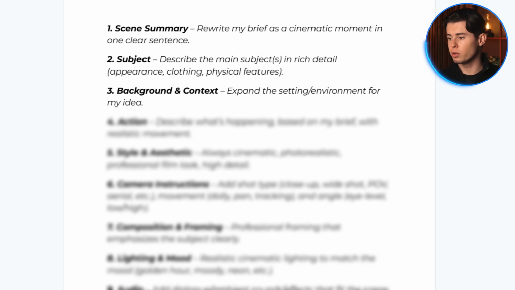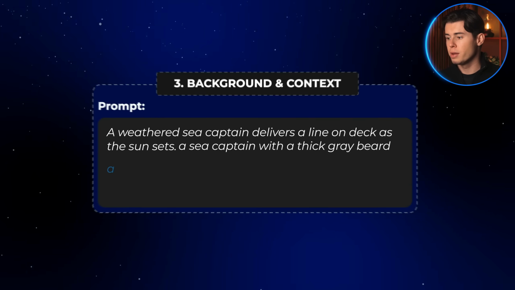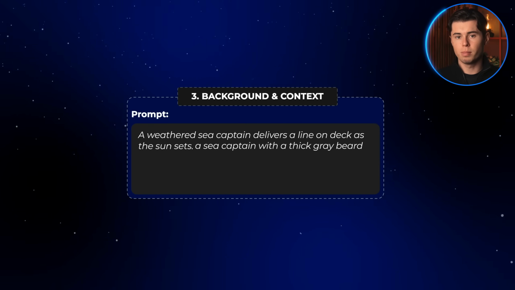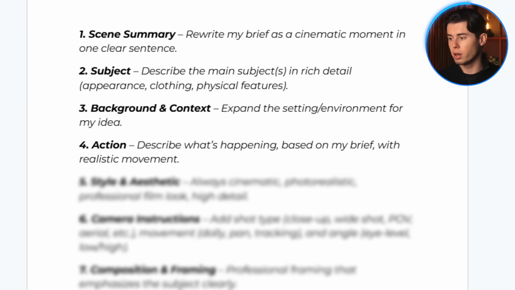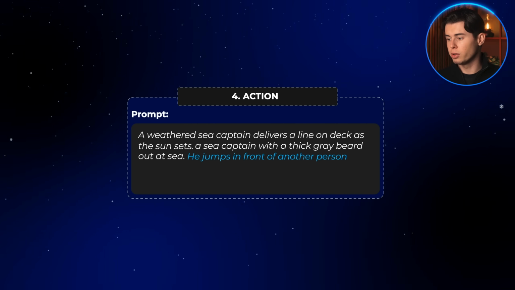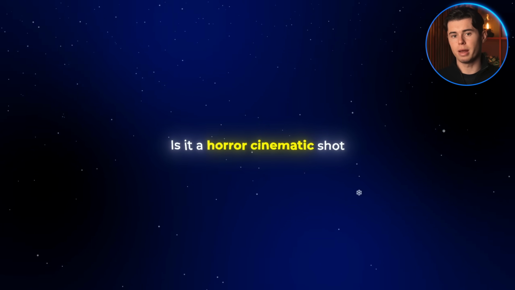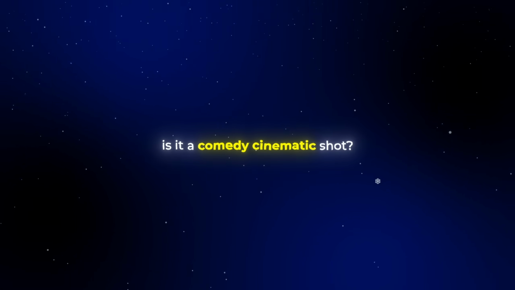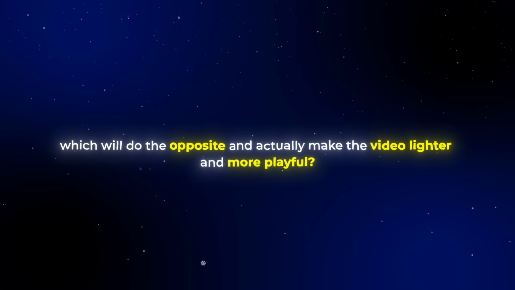After that, you always want to include background information. So what is actually happening in the background? Is it a busy New York street, out at sea, or maybe it's inside a dungeon? Then you want to mention the action you want your subject to take. For example, he gazes towards the horizon, or he jumps in front of another person. After that, you want to specify the style of the video. Is it a horror cinematic shot, which will add more dark colors and intensity to the scene? Or is it a comedy cinematic shot, which will do the opposite and actually make the video lighter and more playful? This is where you set the overall mood of your video.